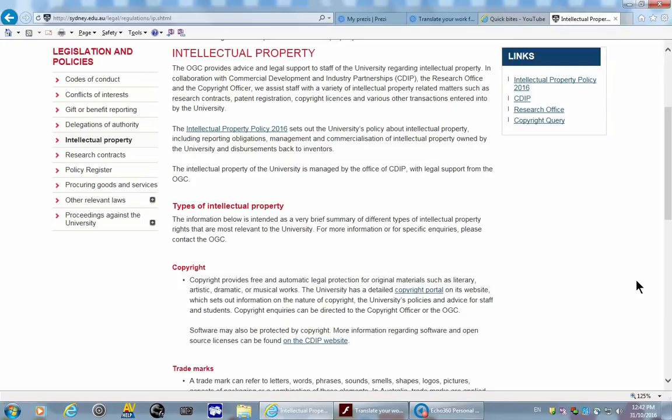Do you know how to work out what constitutes your IP? Like, how do you know whether you have intellectual property? Background intellectual property? Does anyone have an example who might know?